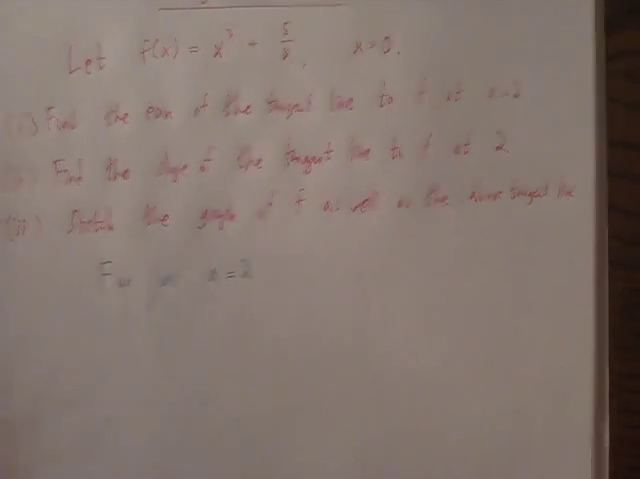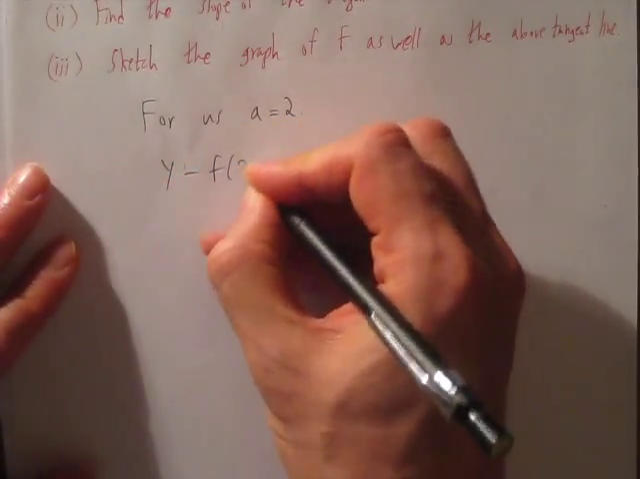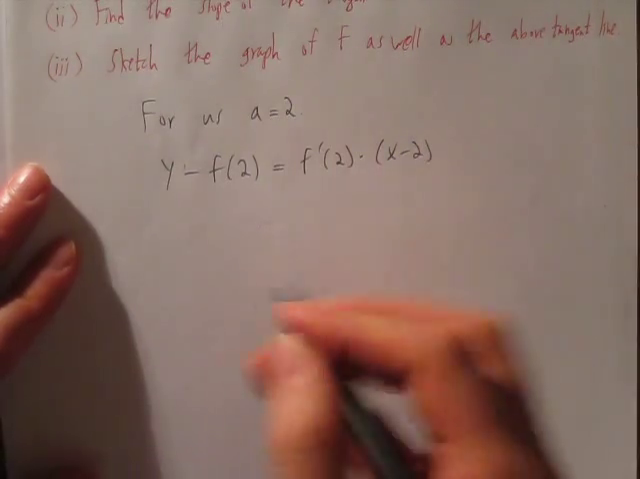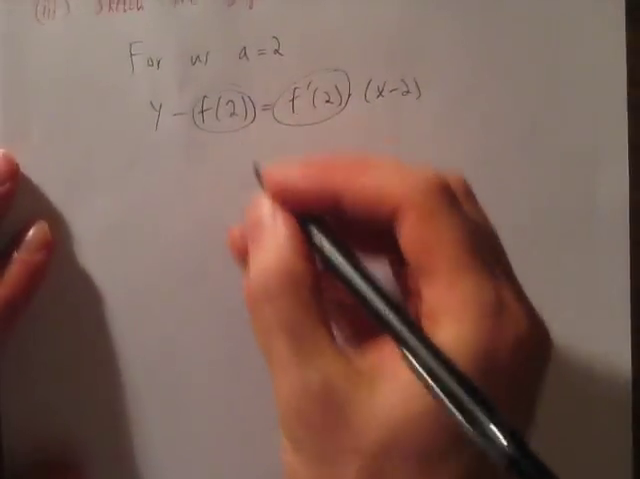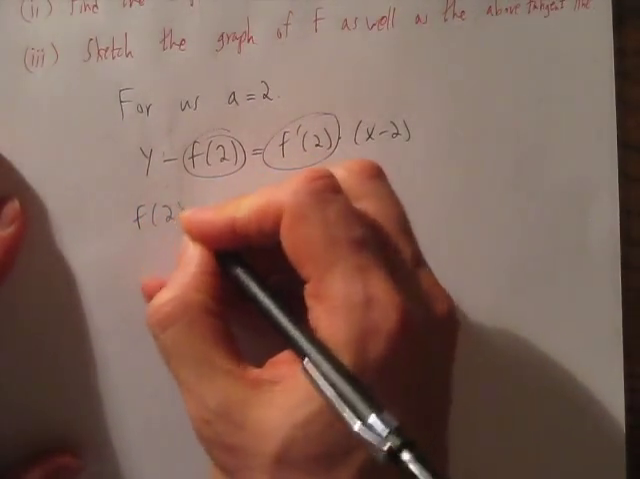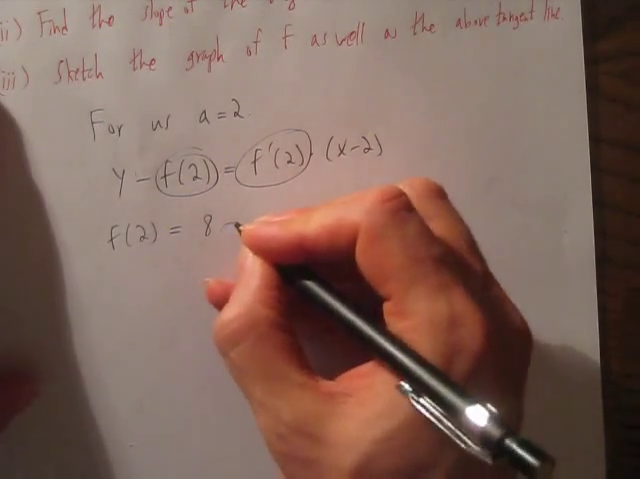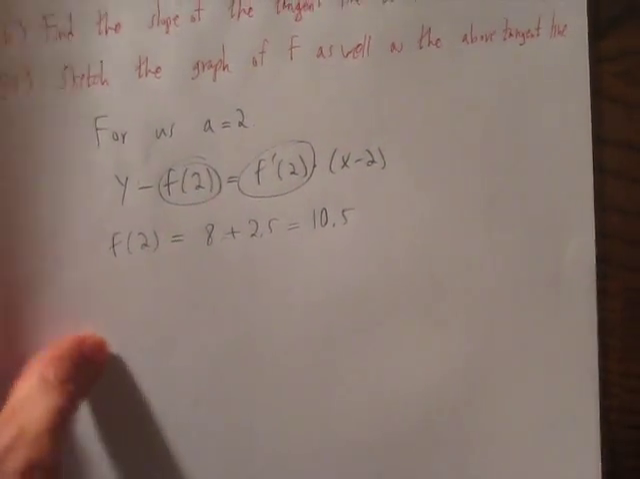That is the beginning, so you just take the formula and replace all the a's by 2. We get y minus f of 2 equals f prime of 2 times x minus 2. And now it remains to find these two numerically. f of 2 is found in a straightforward manner. You just plug in 2 into the function, you get 8 plus 2.5, in other words 10.5.